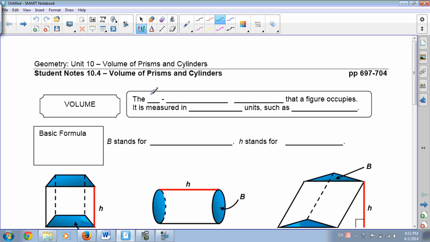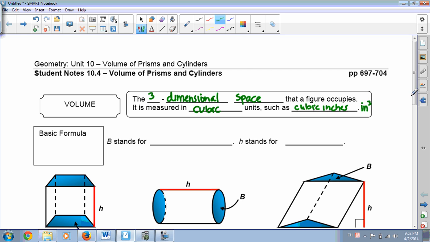Volume is the three-dimensional space that a figure occupies. So it's everything basically on the inside, or something that fills up a three-dimensional figure. It is measured in cubic units. So it's no longer squared units like area, but it's to the third power, or cubic units, for volume, such as cubic inches. That's just an example. So you would do inches to the third power.